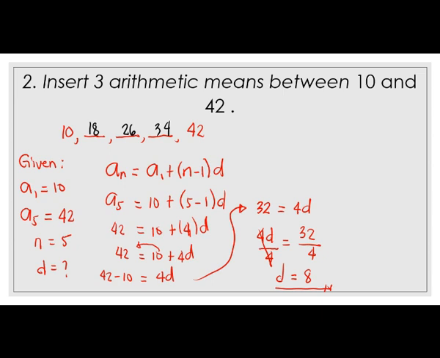Since we formed an arithmetic sequence, therefore, we are certain that the arithmetic means that we solved are actually correct. Okay?